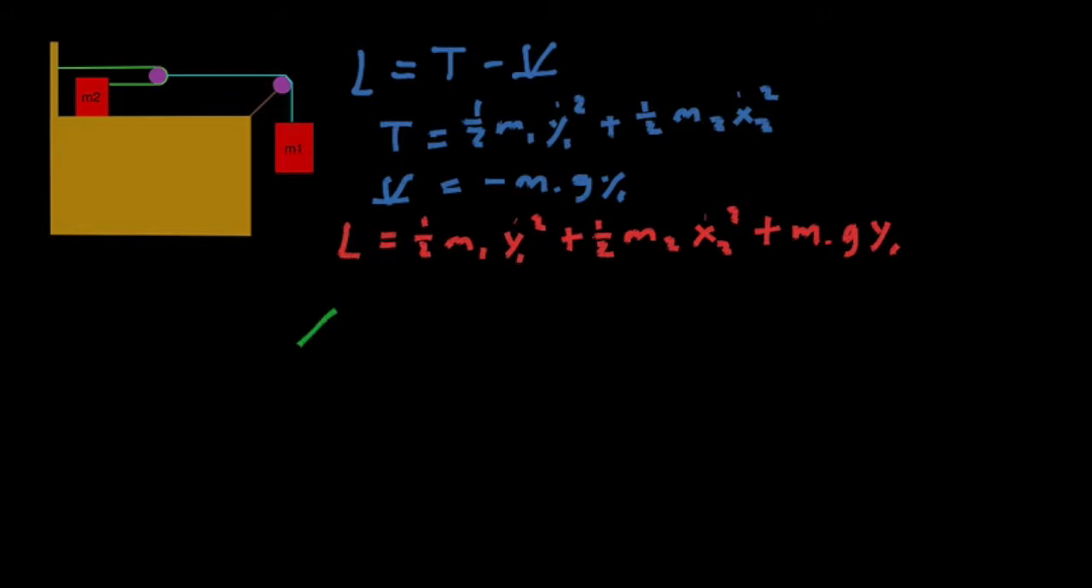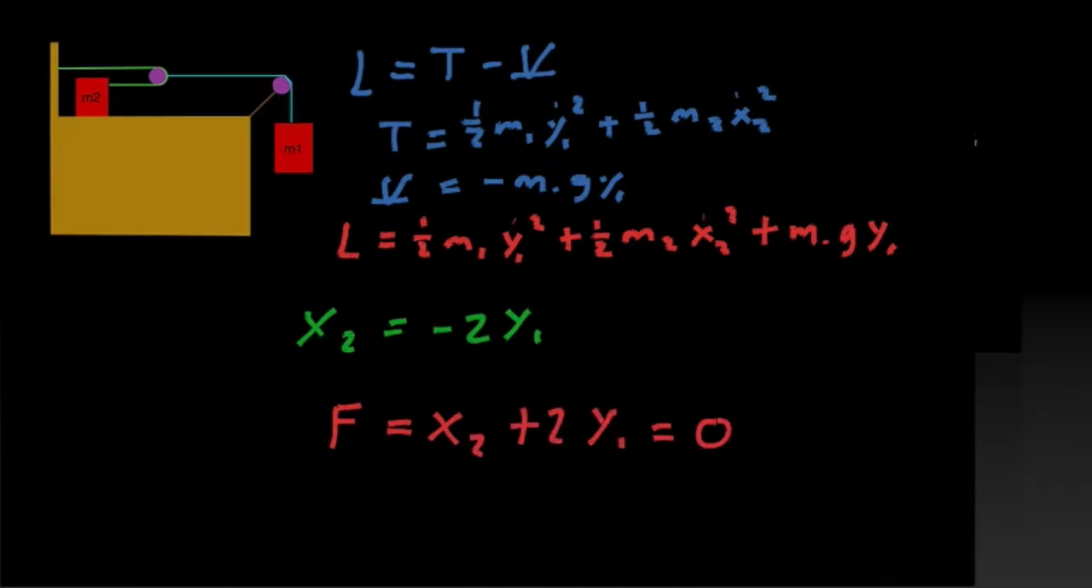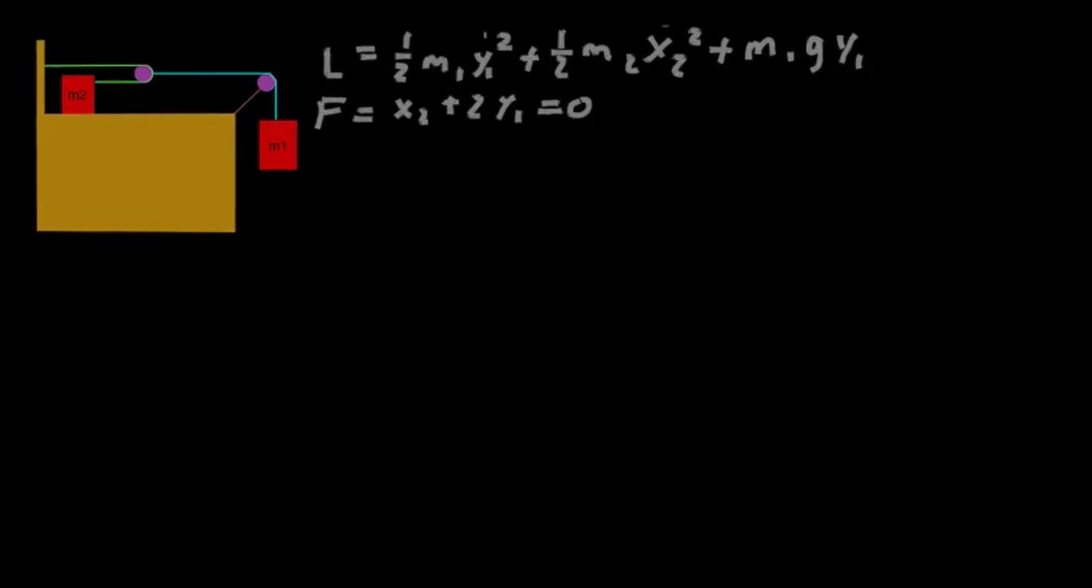We know that our x2 is equal to minus 2 y1. Again, the minus is so that as y moves down, x moves to the right, which means that our constraint function f is going to equal x2 plus 2y1, which is equal to 0. Now that I've rewritten our Lagrangian and our constraint function, we can get to the calculus of things, which is solving the Euler-Lagrange equation. And so we're going to do it in terms of x2 first.